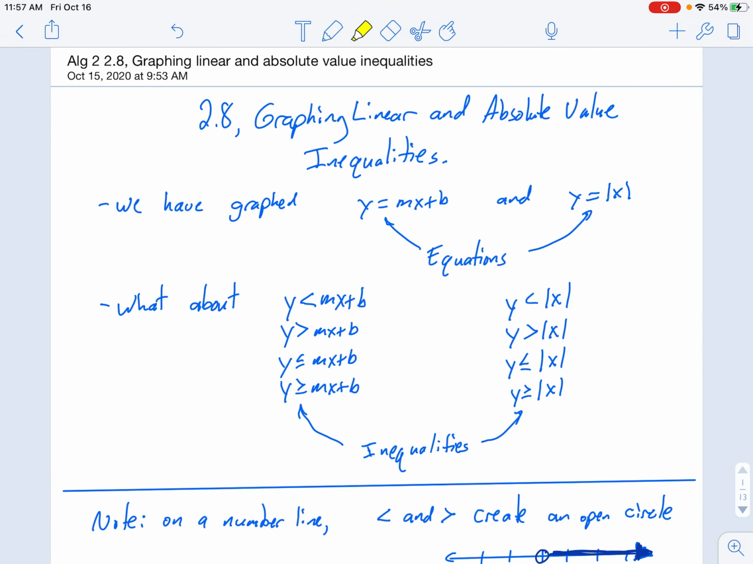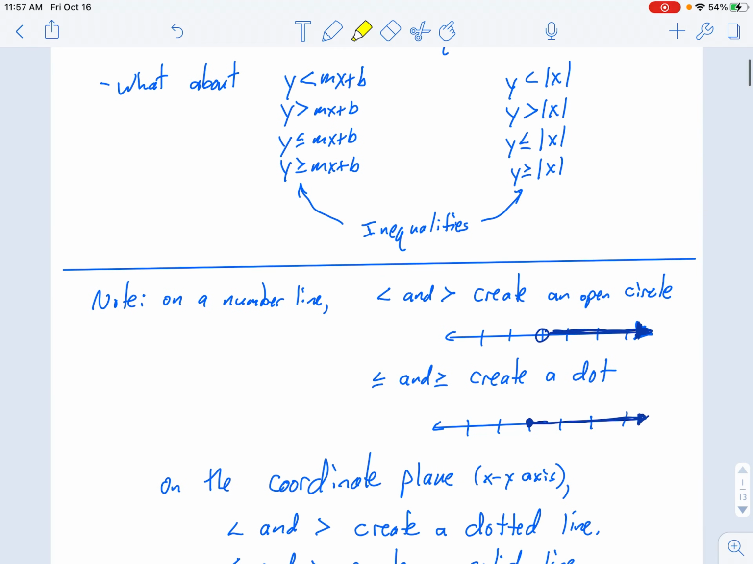Now, compare that to some of the things we've already covered. We have graphed y equals mx plus b, so that's a straight line, slanted usually, and y equals absolute value of x, that's that V shape. But these are equations. They have equal signs in them. Today, we're going to talk about what happens when you have inequality symbols in those same things we had done before as equations.